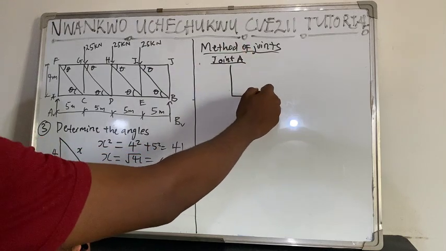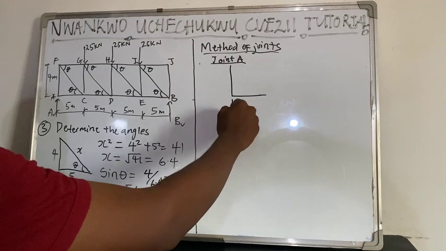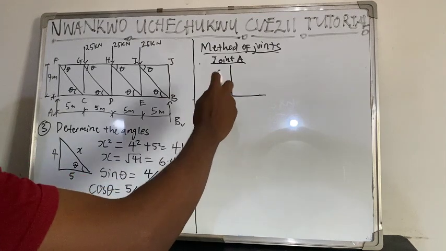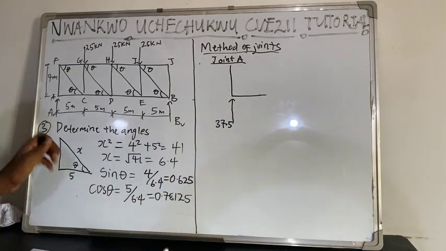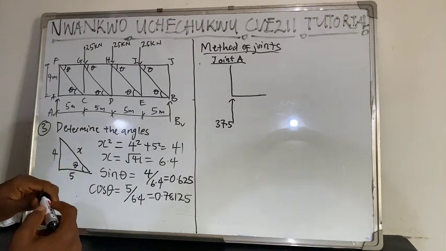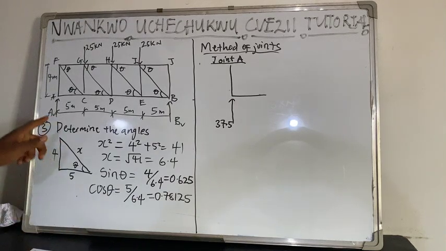So we have this. First off, you identify the known forces. We have AV, which is what? 37.5. Right? This is our AV. This force right here is 37.5.